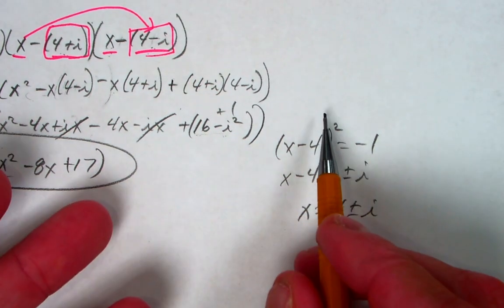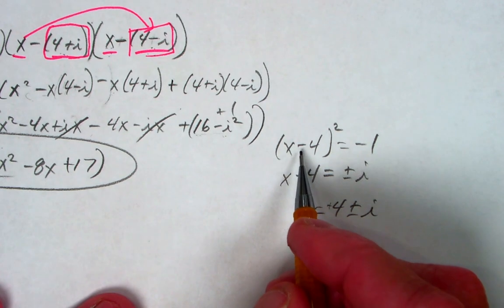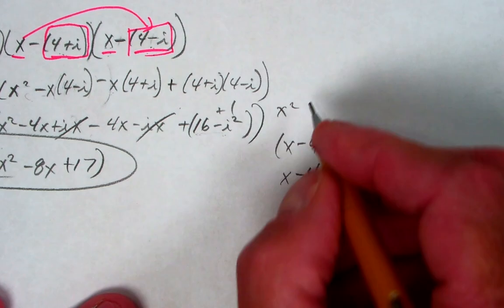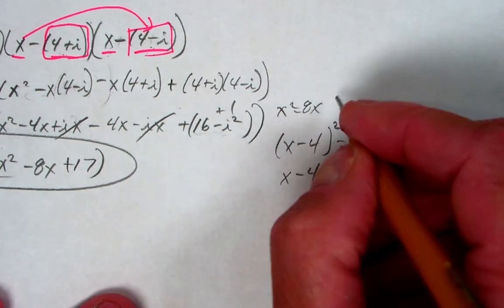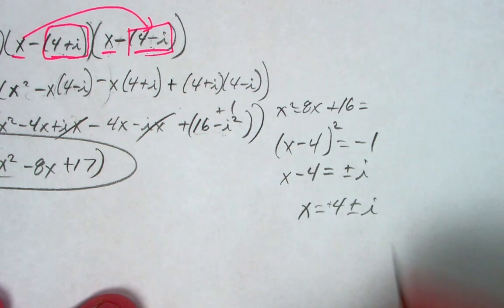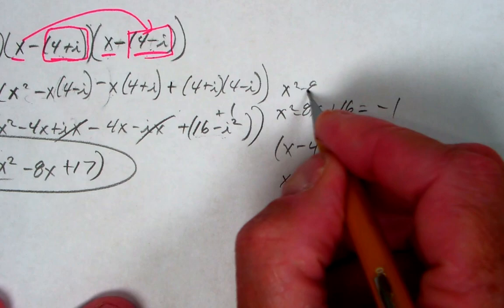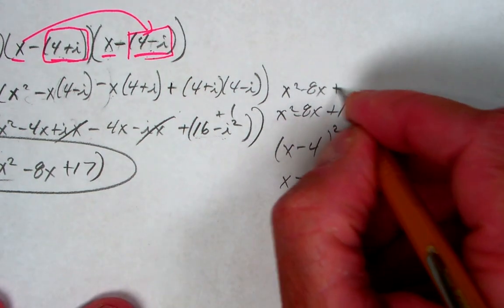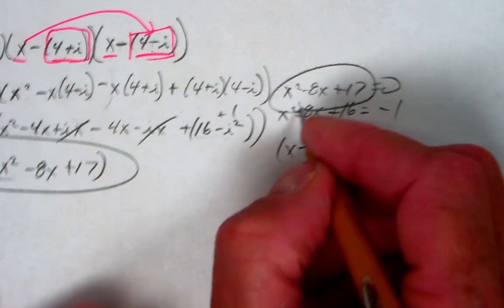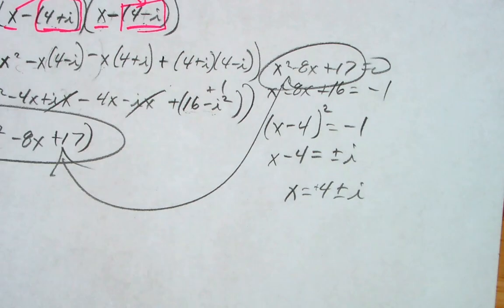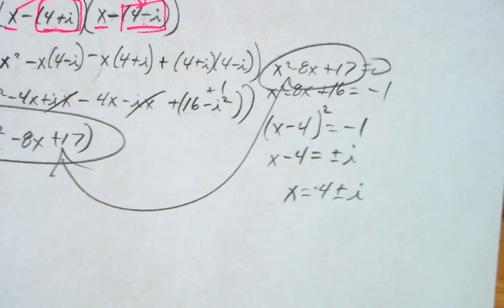So now I can multiply this out. What's x minus 4 squared? Let's do this in our head. x squared minus 8x plus 16 equals negative 1, right? Now let's go back one more step. x squared minus 8x plus 17 equals 0. Lo and behold, look what we get. Boom. Oh, that is so much easier. That is so much easier. I like your method. You should put it in. It's easier, but okay.